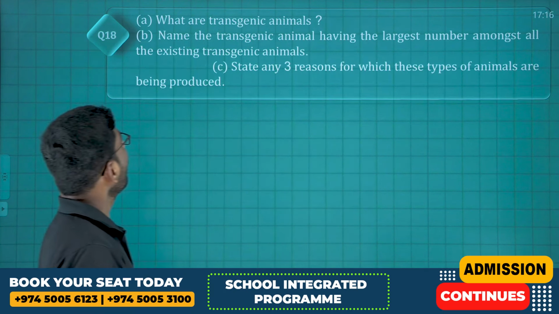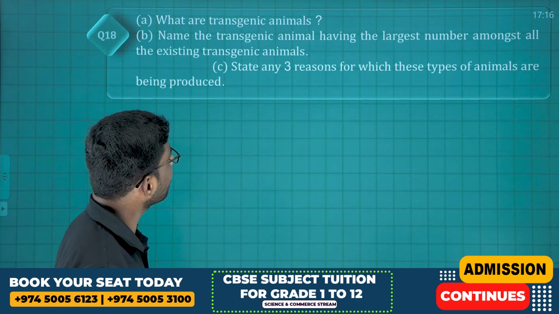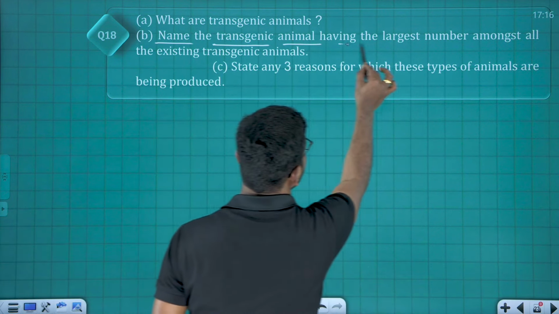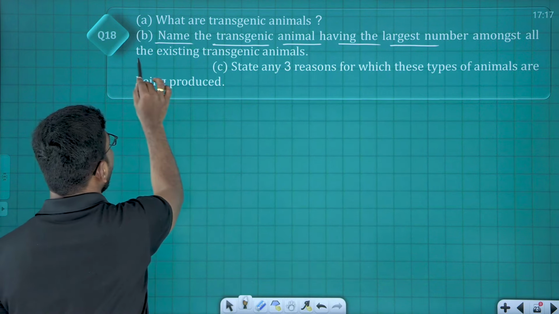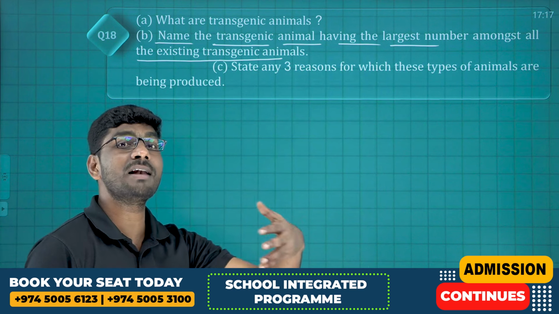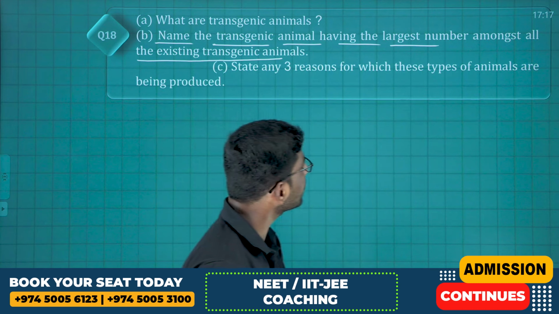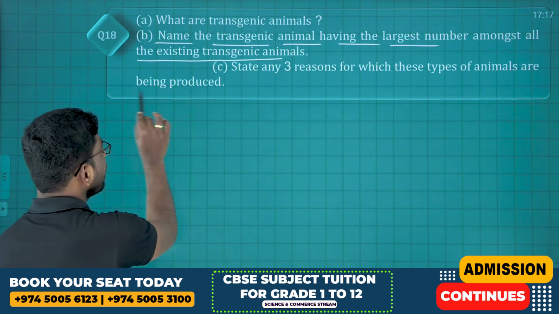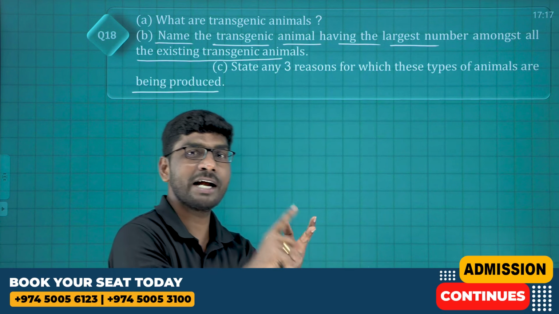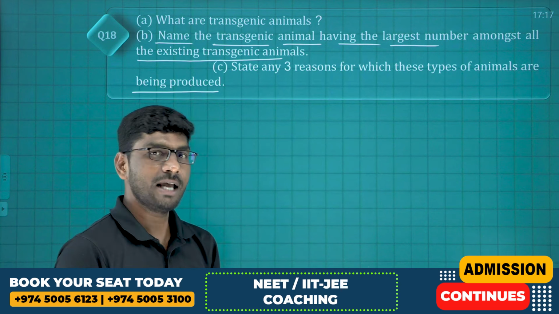Next question. What are transgenic animals? We just discussed that. Name the transgenic animal having the largest number. Look at here. Name the transgenic animal having the largest number amongst all the existing is transgenic mice. State any 3 reasons for which these types of animals are being produced. I told you, chemical safety, biological product, and disease studying. For all these purposes we need to create transgenic animals.